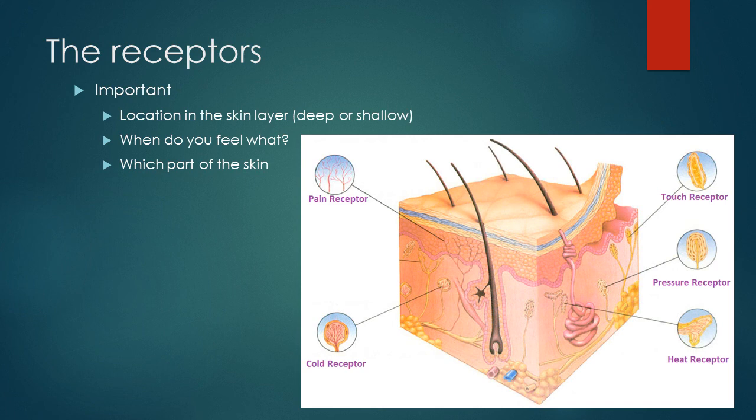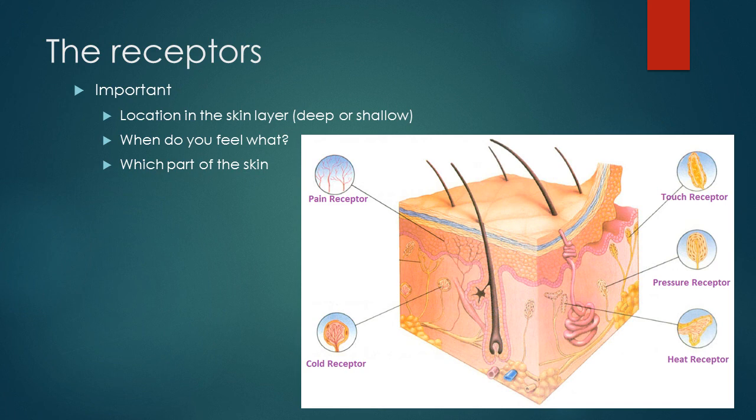We have cold receptors pretty much in the middle of the dermis. We have heat receptors also pretty much in the middle of the dermis. Finally, pressure receptors. You can imagine that pressure, if you touch your skin, requires a little more pushing before you actually feel pressure, so the pressure receptor is deeper in the dermis, while a touch receptor is in the shallow part of the dermis.